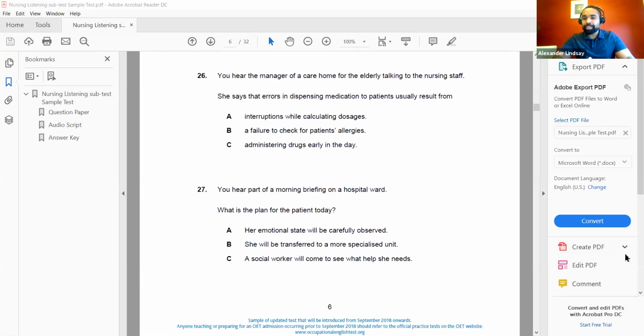One of the things to listen out for is the difference between negative and positive. So sometimes other options are mentioned, but it could be, let's say, for example, with 27, what is the plan for the patient today? Let's imagine option B, should be transferred to a more specialized unit. So it might be something such as this would be said. So part of the plan today is that the patient will need to be moved to a different unit. However, that's proving to be difficult because of the number of patients. So actually that's something we're going to have to look at later.